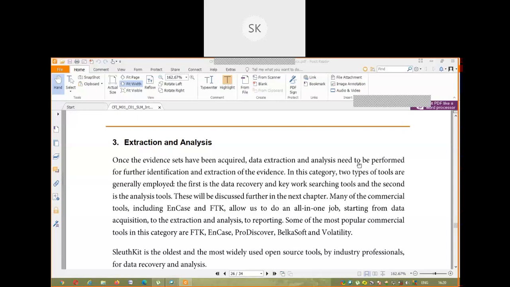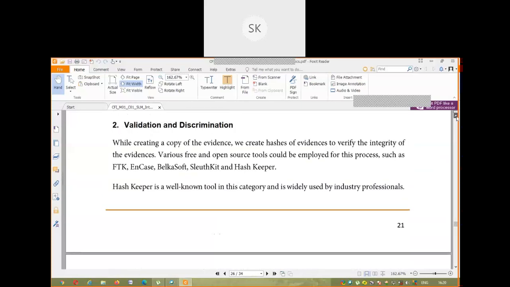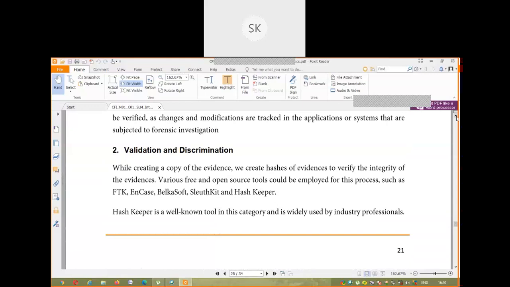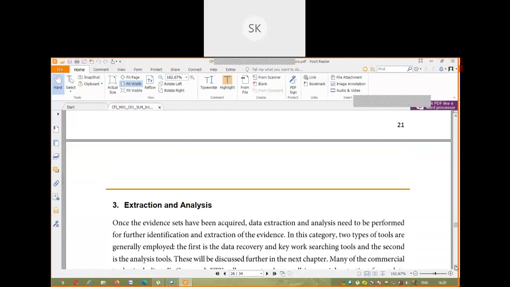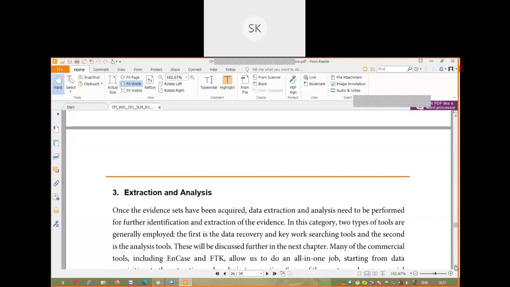Next, extraction and analysis. Once you have acquired the evidence, then what? In the last step you validated the data and discriminated the data. Then you need to extract those data. And extract means what? What do you mean by extraction?